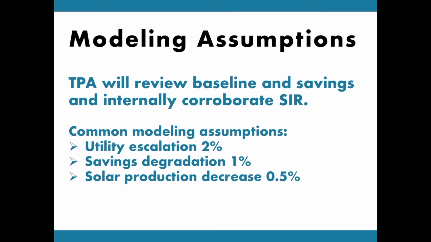Generally, there are some pretty common modeling assumptions. For example, typically we'll allow utility escalation rates of about 2%. We'll do a savings degradation of about 1%. The typical solar production decrease I've seen is about 0.5%. Really, for any of your projects, if you have a question on what assumptions you think are appropriate for your particular project, please ask us and we can help you out with an answer there.